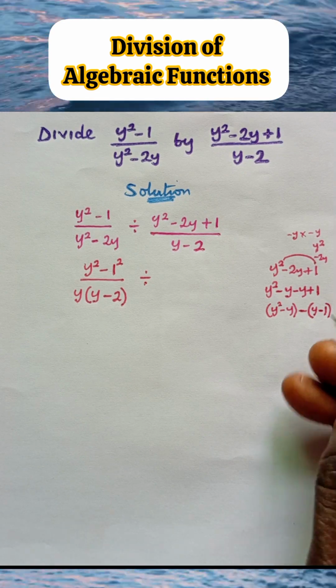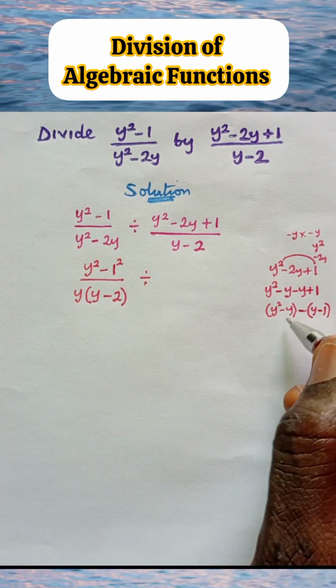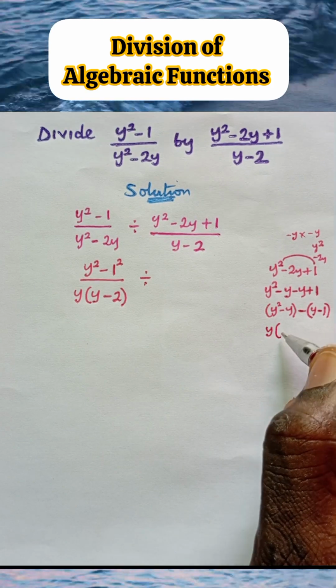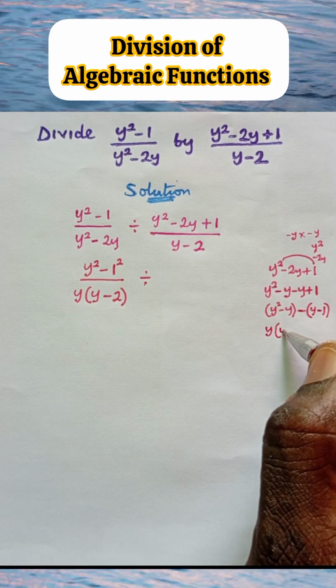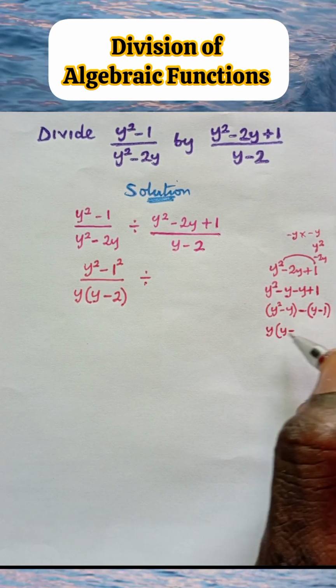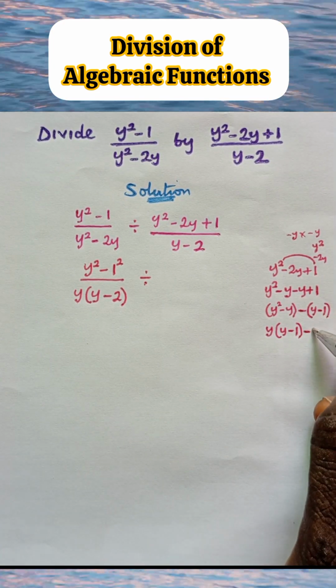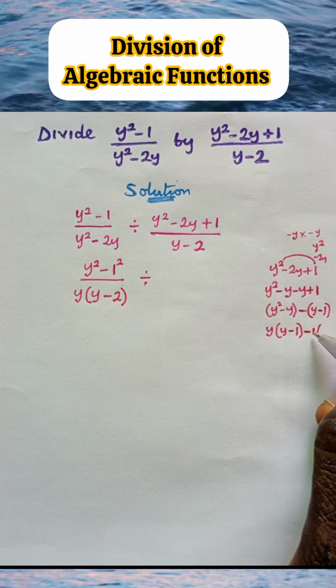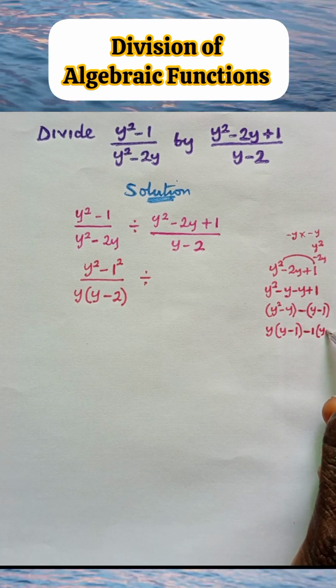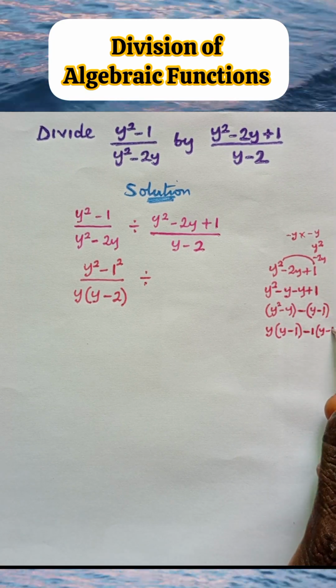We can now factorize the terms inside each of the brackets. Here y is common, so we put y outside. y squared divided by y, we have y. y divided by y, we have 1. Close the bracket. Then put our sign. 1 is common here, so we put 1 outside. y divided by 1 is y, minus y divided by 1 is 1.